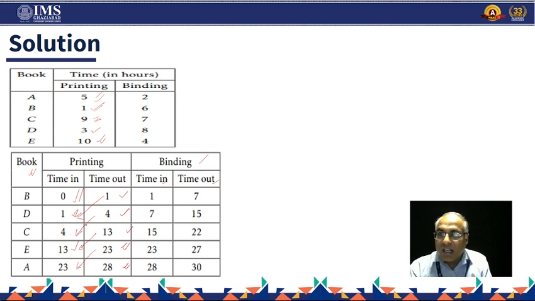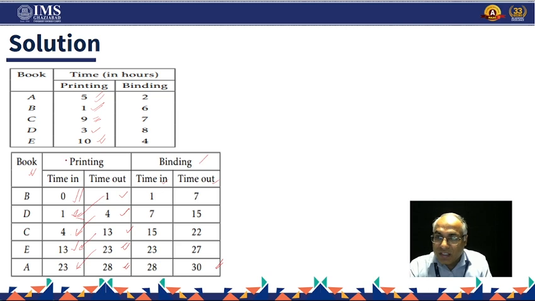Starting at 0 and it will become free at 28. In between, there is no lapse time, no idle time. But at the last, because all the jobs will be over by 30, we'll come to know. Let us calculate it now. 30. So 28 to 30, 2 units will be idle time for the printing machine.